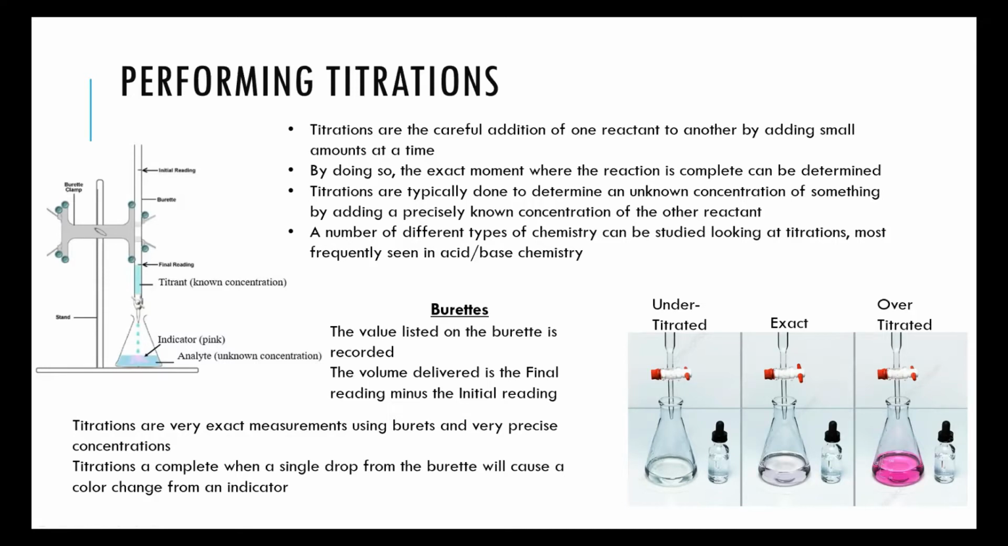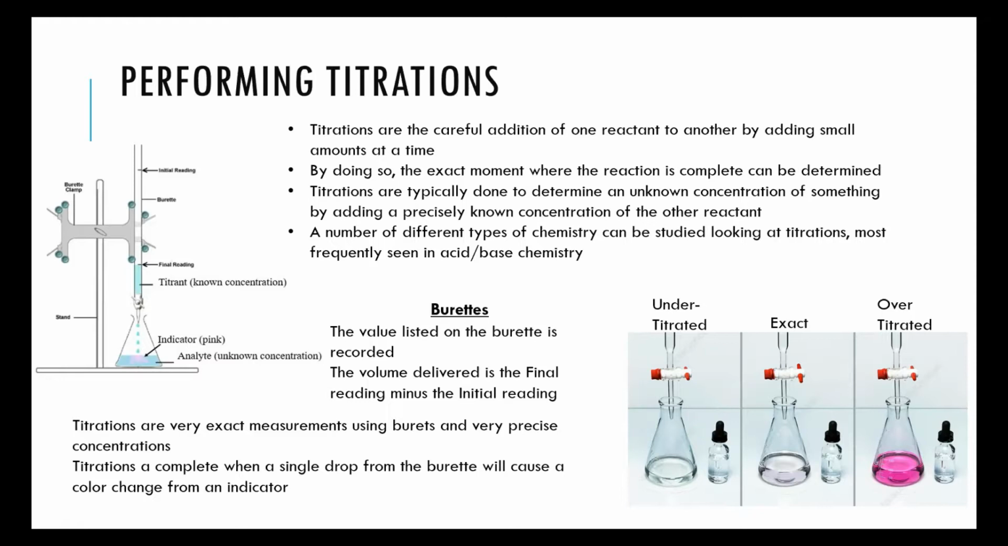While most times titrations are performed with the unknown concentration in the flask, it can be the other way around. Either way, you're looking to see what you have both components of, the volume and the concentration. You'll always have the volume reading from what's in the burette, so that's the final reading minus the initial reading. You'll always have that volume. And a volume in liters times the molarity will equal the number of moles.